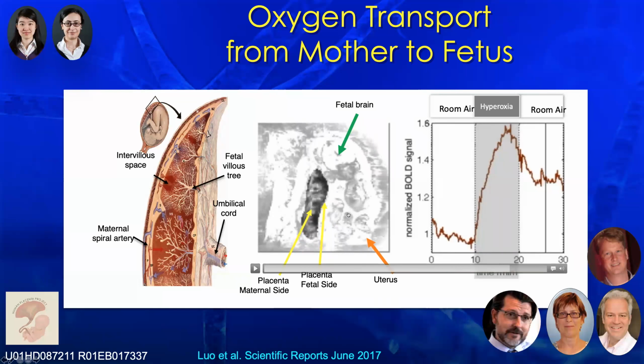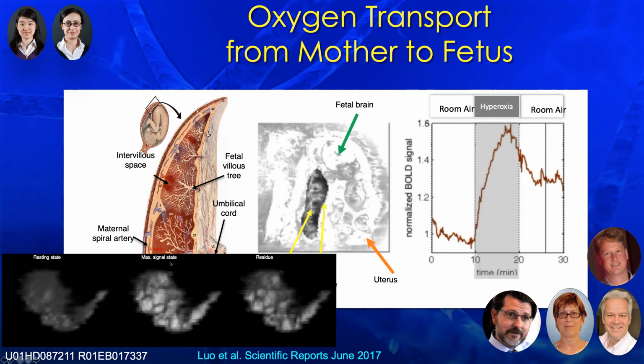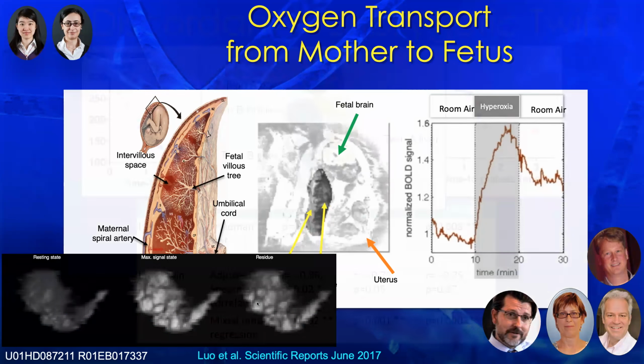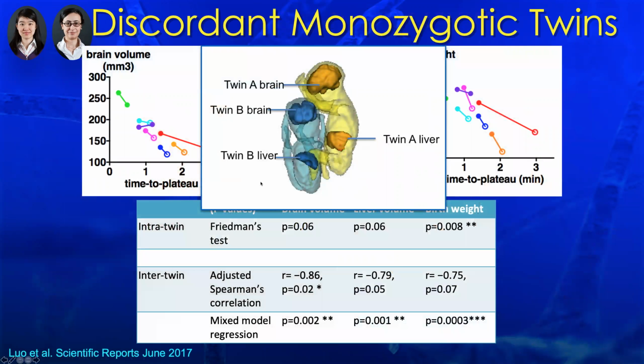We can pick that up here. This is resting state, the fetal placenta at maximal signal, and then the residue here after we've taken off the oxygen. Looking at the time it takes for the oxygen to reach peak in the placenta, we compared that with brain volumes in twins, as well as liver volumes and birth weights.